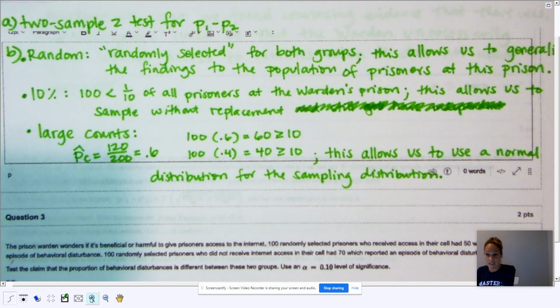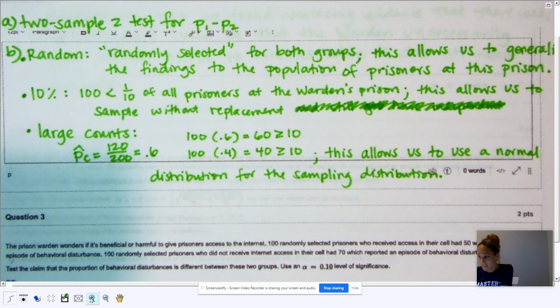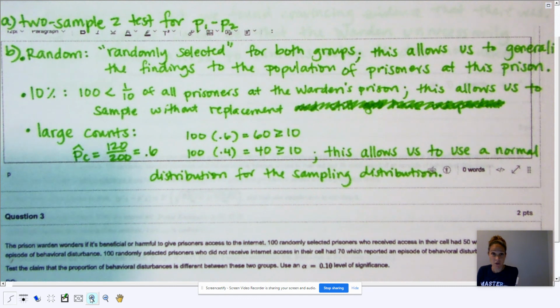Then we are to check the conditions for this one. So it does tell us that both groups were randomly selected, and the random selection allows us to take our findings for the sample and generalize the findings to the population of prisoners where we took the sample from. So for all of the prisoners at this particular prison.